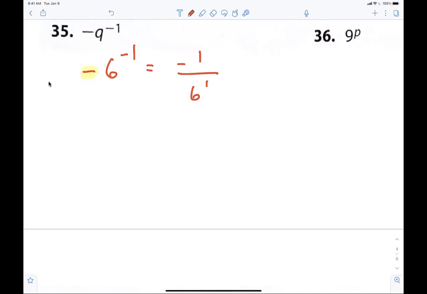Okay, so these are a little bit trickier, and I'm okay with that. The tricky ones aren't going to be on the test. I just want to show you some basics about negative exponents.